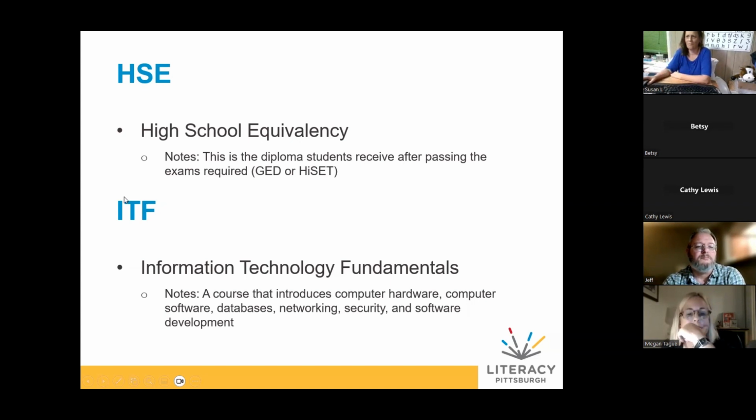We have a program called Information Technology Fundamentals, or ITF, which introduces computer hardware, software, databases, networking, security, and software development. So ITF is something that our students work to enroll in, and they usually have to be at a certain level, a certain EFL, educational functioning level, to be able to enter a course like this. So this is the term that you might come across as your student becomes more advanced.